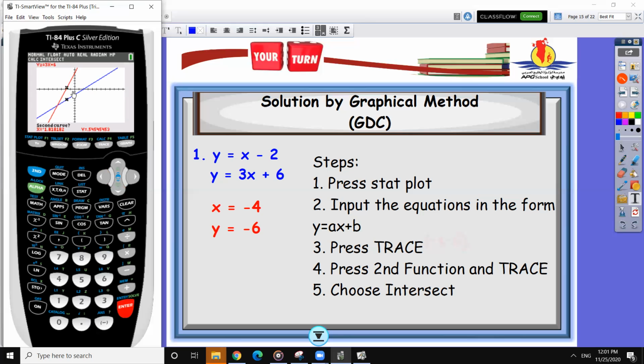We have now the second curve. The second curve is here. So let's also move closer to the intersection. And then from here, we're going to find now the exact intersection of these two graphs. Press enter, guess. Okay, press enter, and we have this. The intersection now is -4 and -6. Okay, that's how to graph.